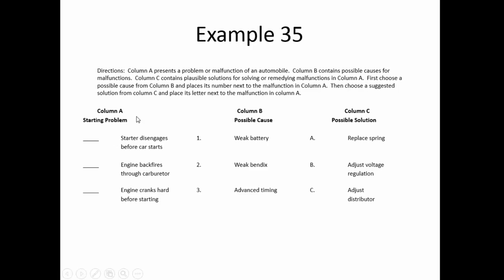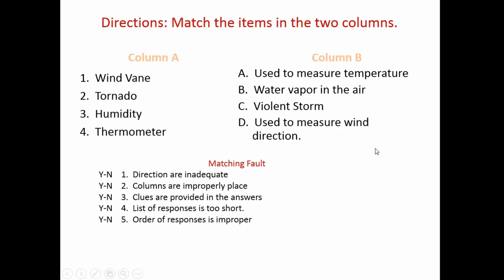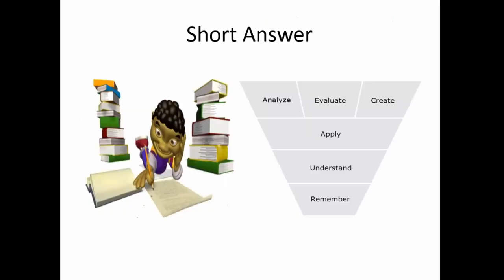I kind of like this where it says Column A presents a problem, Column B is a cause, and Column C is a solution. And for each problem, they have to give a cause and a solution. That's kind of a neat way to do a matching. Okay, and so this is another example of that.